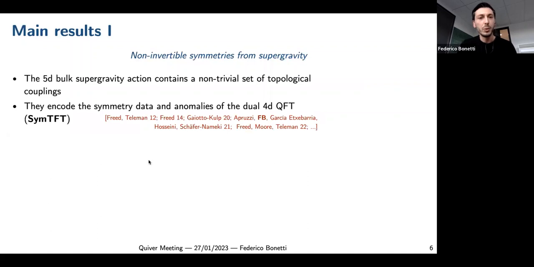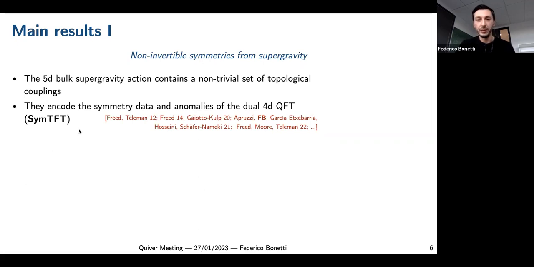From the supergravity point of view, we will see that the key ingredients are the topological couplings that we see in the bulk action. The bulk action in general is a supergravity action. It's far from topological, but contains a topological subset. And the claim is that those can be used to learn about the so-called symmetry TFT, which is a gadget that essentially knows about the symmetries and the anomalies.